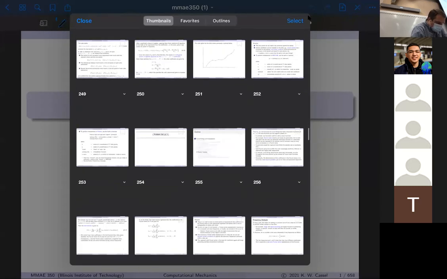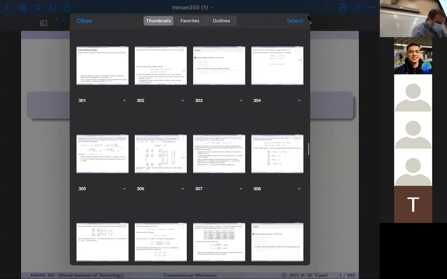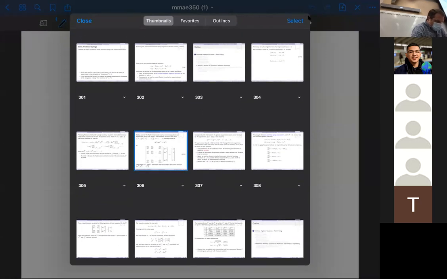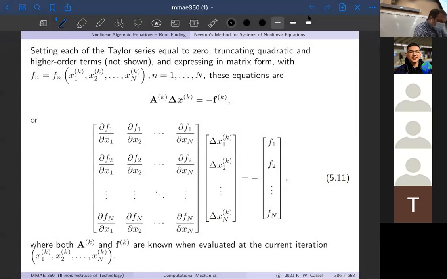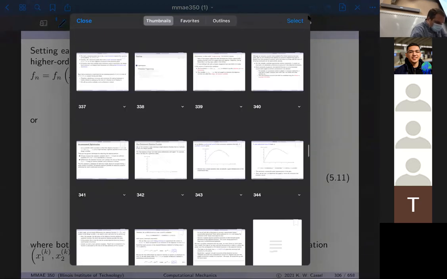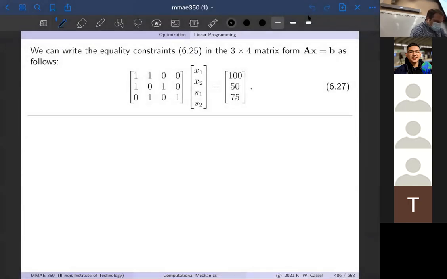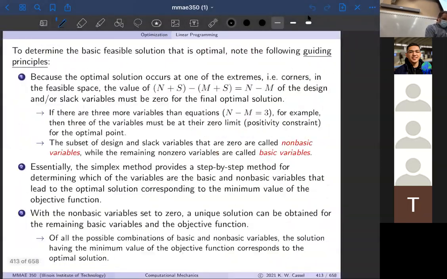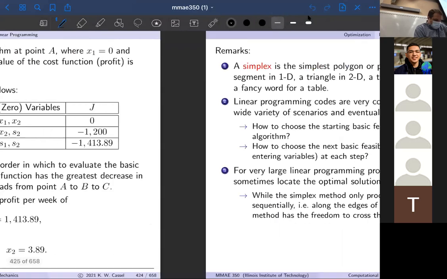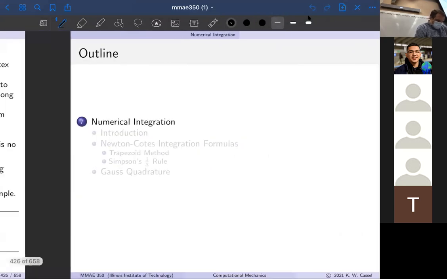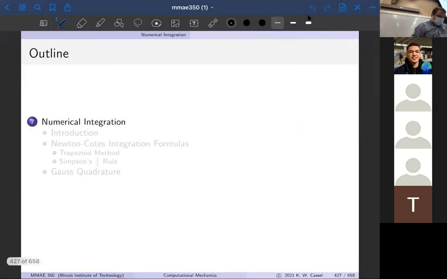All right, let's see where we're at here. Oh, I'm not even close. Oh, now we're getting close. Okay, so numerical integration. So this is the new chapter sandwiched. It won't take us too long. A couple classes. It's not difficult. So it's actually kind of nice.